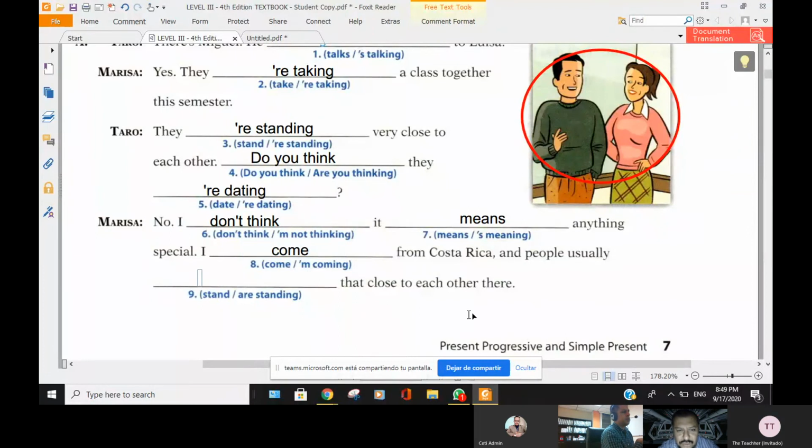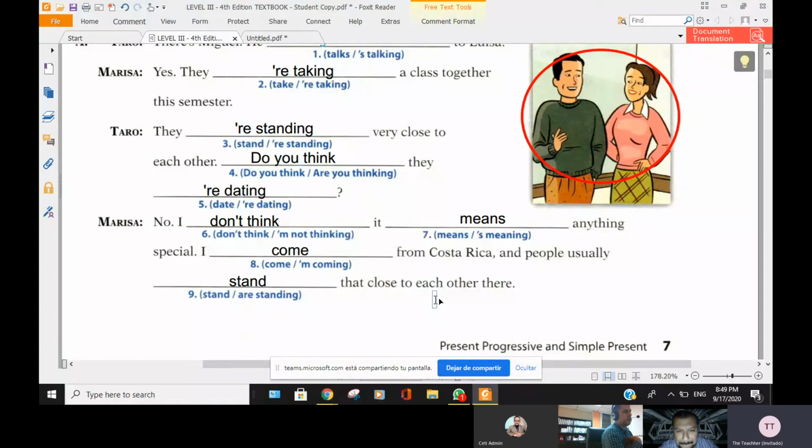And people usually are standing. Usually. Standing, ya. Stand. Porque pone usually, usually ya está, teacher. For you, because the usually is above. Usually stand that close to each other there all the time.